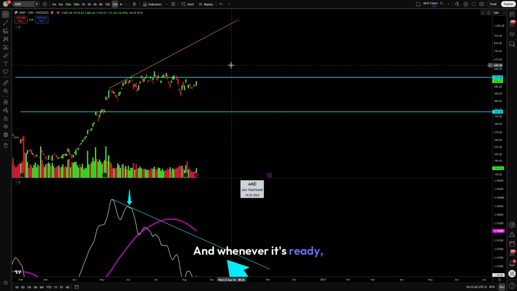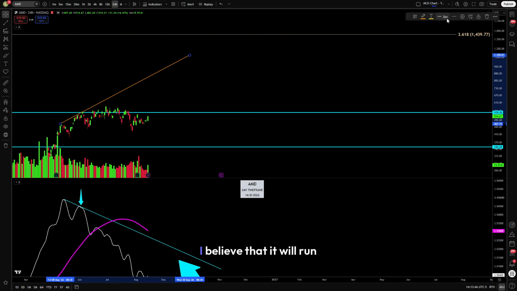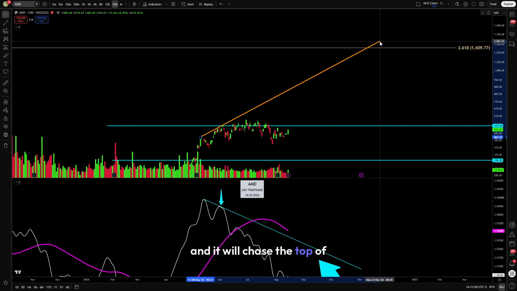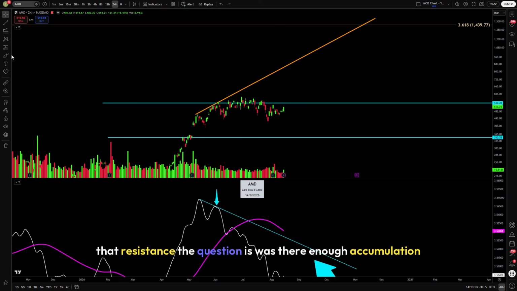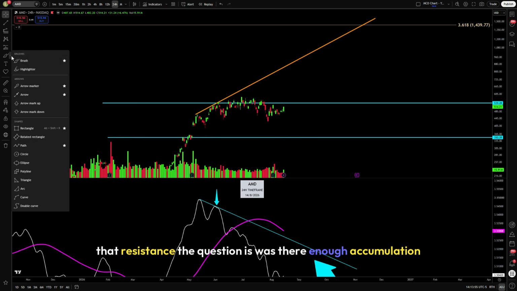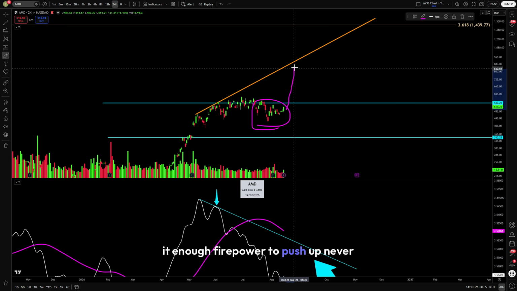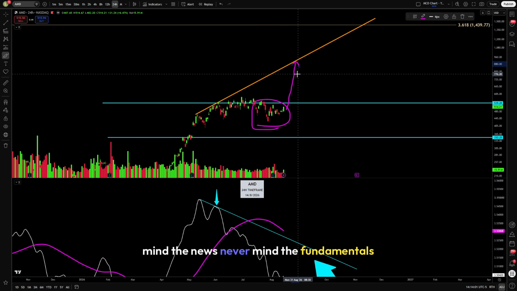And whenever it's ready, like a magnet, I believe that it will run and chase the top of that resistance. The question is, was there enough accumulation that has taken place in here to give it enough firepower to push up? Never mind the news, never mind the fundamentals. What is the price doing? What is the volume doing? That's what we talk about here.